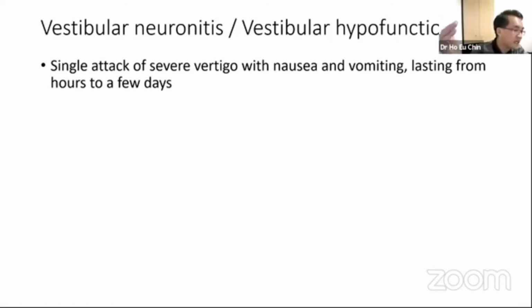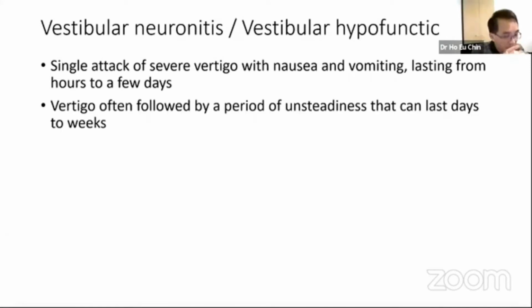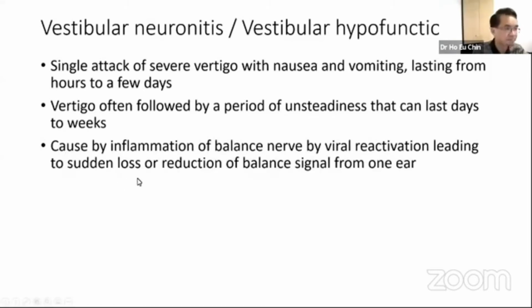Earlier, BPPV patients don't have nausea and vomiting because each attack of vertigo is so short, right? And this severe vertigo is often followed by a period of unsteadiness that can last days to weeks. Young patients, typically days, a week, 2 weeks, but in older patients, it may go on for weeks or even months. And the underlying cause of this is thought to be inflammation of your balance nerve.